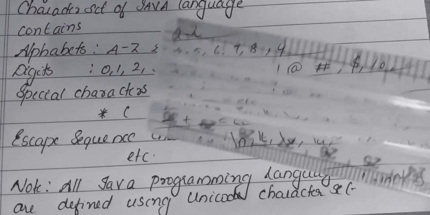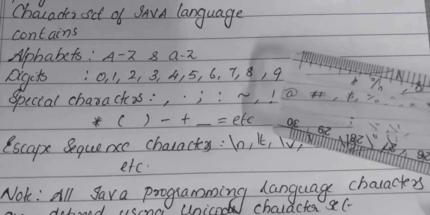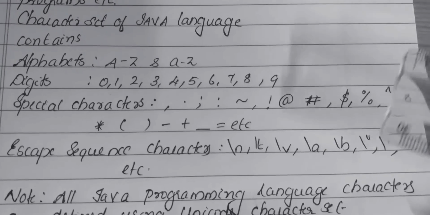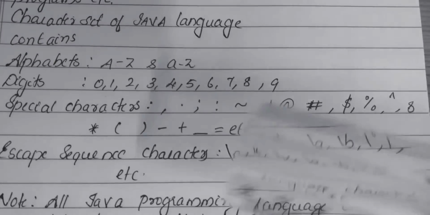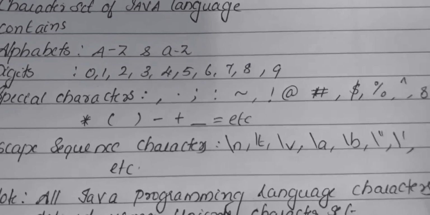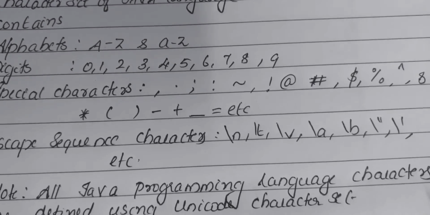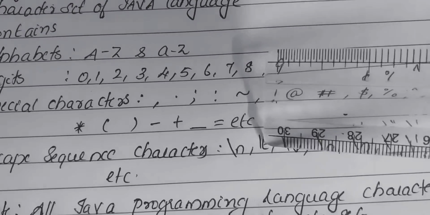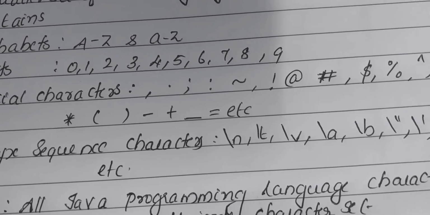The next character set in Java is escape sequence characters. We will study this in our next topic: \n, \t, \v, \a, \b, double quotes, single quotes, etc. Suppose we want a space. In that case, there is no symbol or character to represent that in the Java language, so we will use \t. \t means one tab space, that is, we will get a space between two letters.